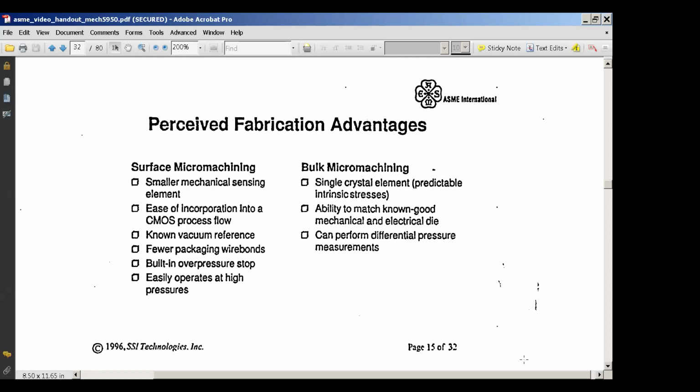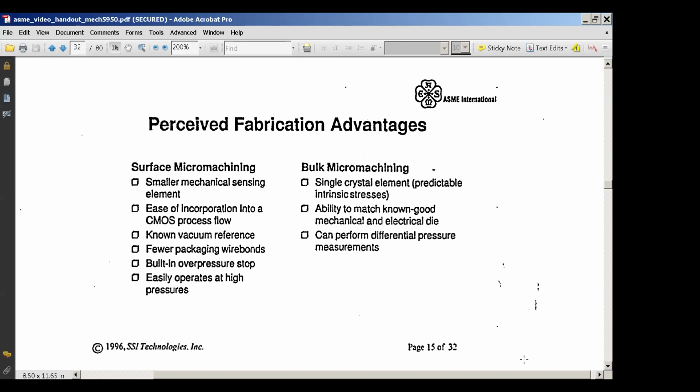In bulk micromachining, the way it is currently done, that is using a mechanical element die and an electronics die separately, one can match a known good mechanical element with a known good electronic die. In surface micromachining, the way we're implementing it, we are beholden to trying to match a good mechanical element with good electronics. And so therefore our yields are not going to be as high as using a two-die approach.